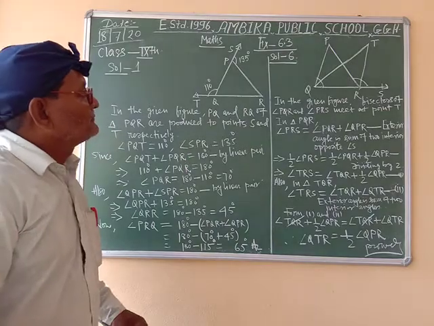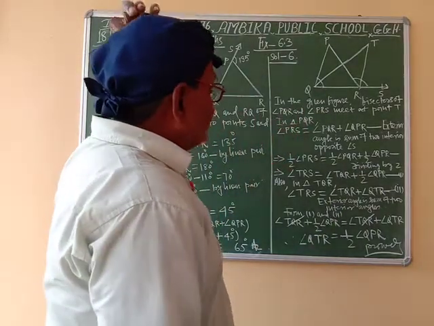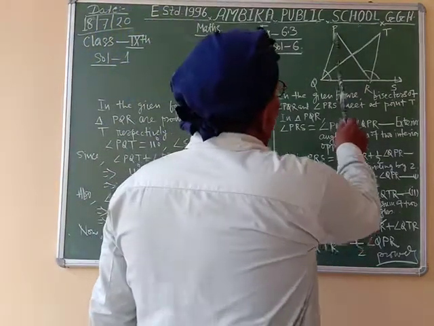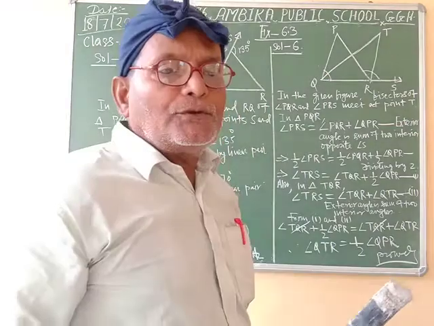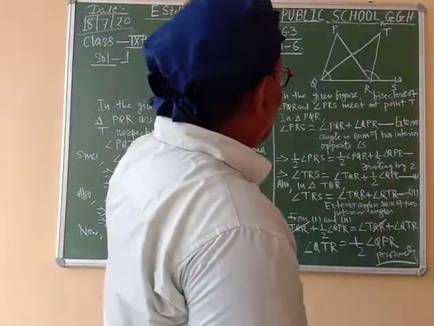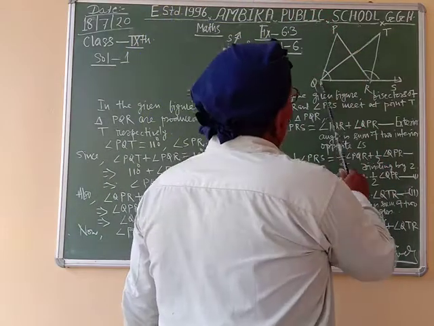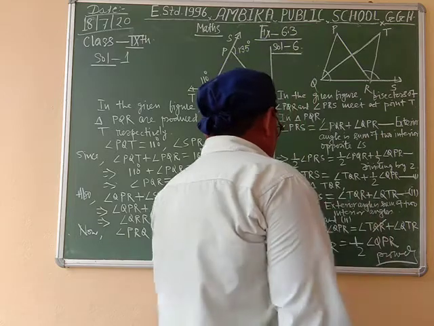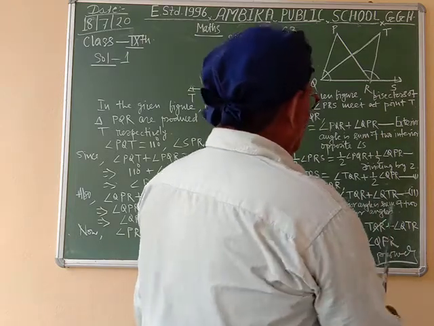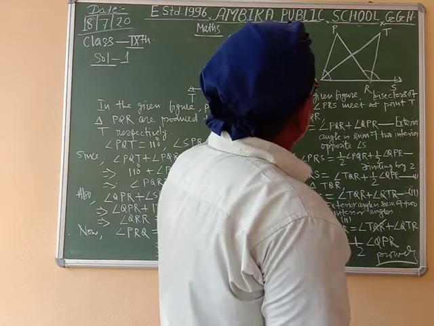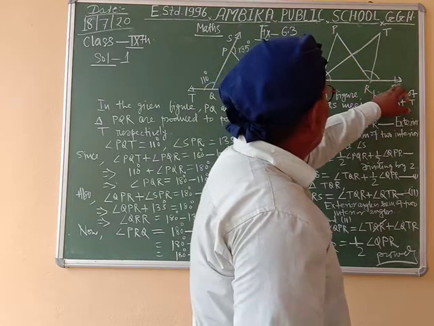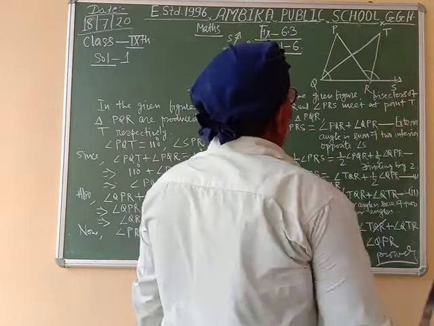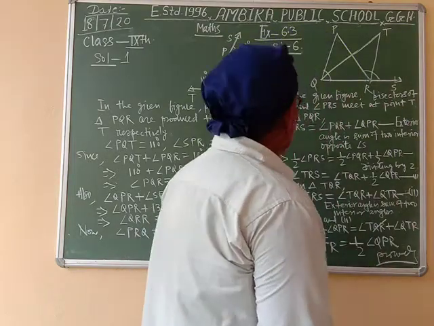In question number 6, in the given figure, the side QR of triangle PQR is produced to a point S, and the bisectors of angle PQR and angle PRS meet at a point T. We have to find the value of angle QTR, which is equal to 1/2 angle QPR.